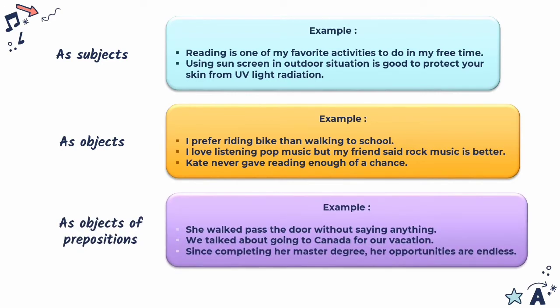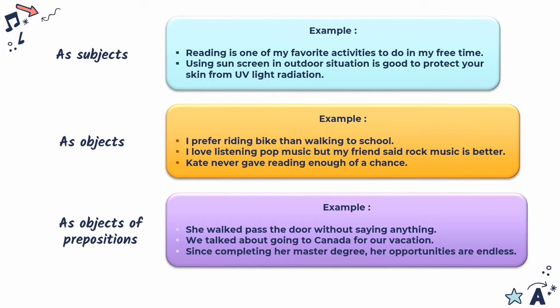Number 1. Gerund as a subject. You can use a verb as the subject of a sentence whenever you want to use it. For example, reading is one of my favorite activities to do in my free time. Using sunscreen in outdoor situation is good to protect your skin from UV light radiation.